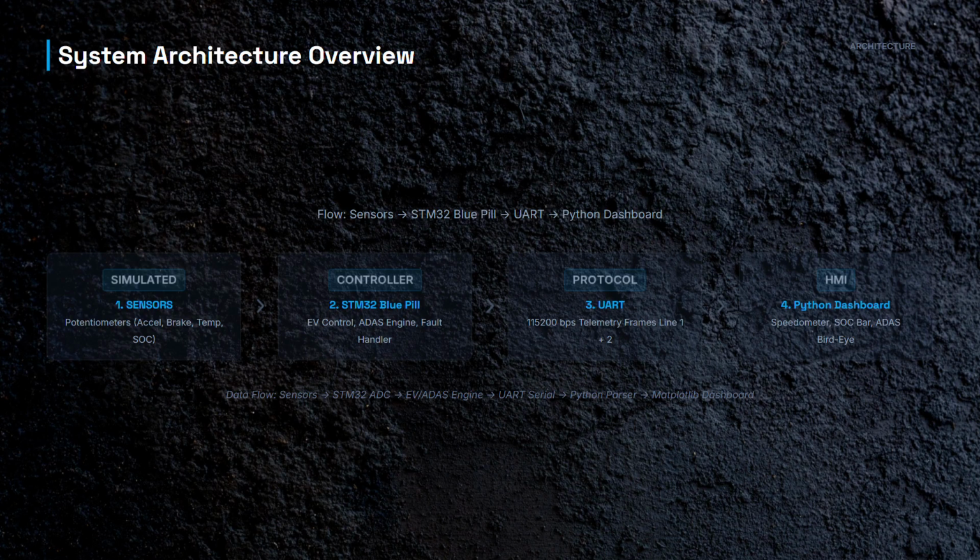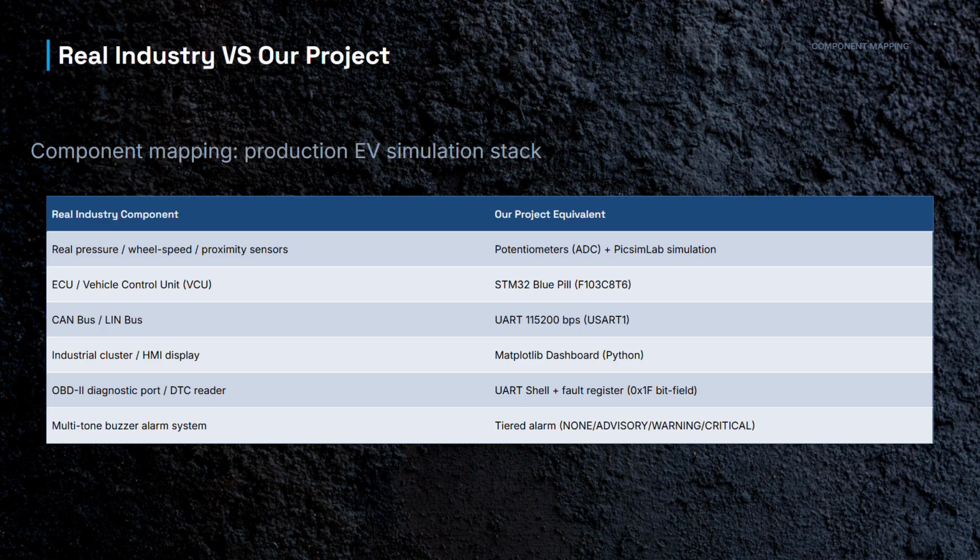The main controller of the entire dashboard is your STM32 Blue Pill, where it will get the values from the sensors, use the ADC to convert them into digital, then calculate the necessary parameters like distance, torque, SOC, time to collision, etc. And then it will send them to the Python dashboard via UART protocol, at a speed of 115200 bits per second.